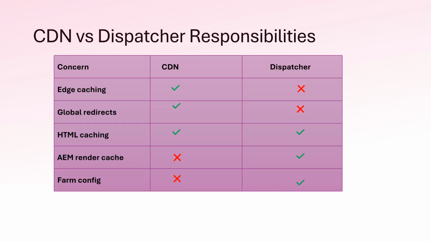It's important to understand the difference between CDN and dispatcher. Let us see that in detail. CDN is at edge level, for global caching, handles redirects, supports traffic filtering. Dispatcher is application aware, caches AEM rendered content, handles farm configs, controls filtering closer to AEM. Think of CDN as your outer shield with cache, dispatcher as your application level cache layer.